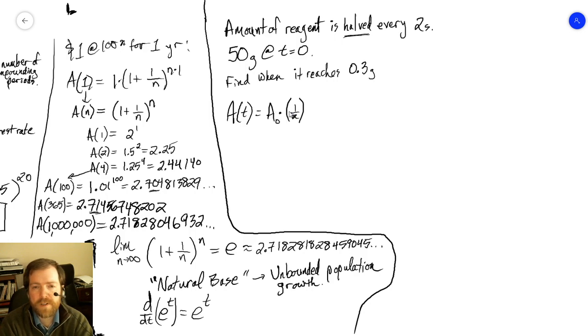So a sub 0 times a half raised to, this gets interesting, t over delta t is the easiest way that I can explain this. So t is going to be your time, delta t is going to be the amount of time it takes for this base to be multiplied again. So the base is going to be multiplied again every 2 seconds. As long as t is in seconds, delta t is just 2. We started with 50 grams, multiplied by 1/2, raised to the t over 2.